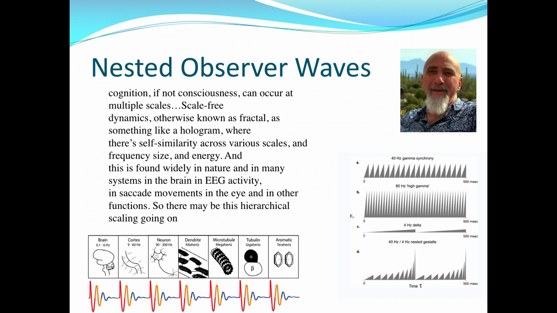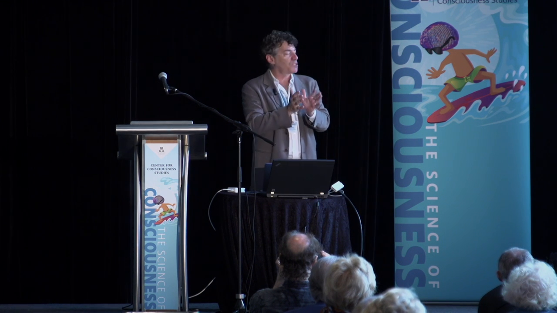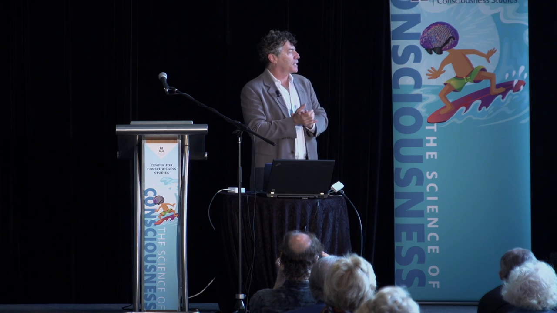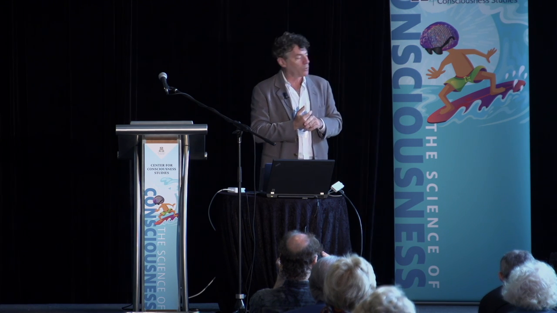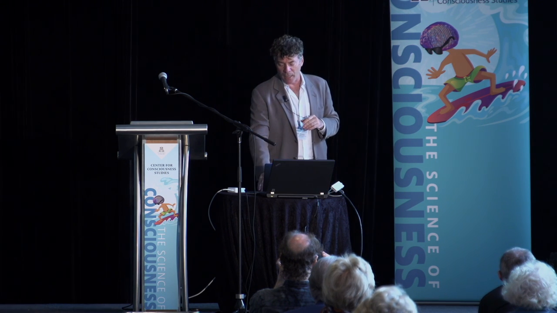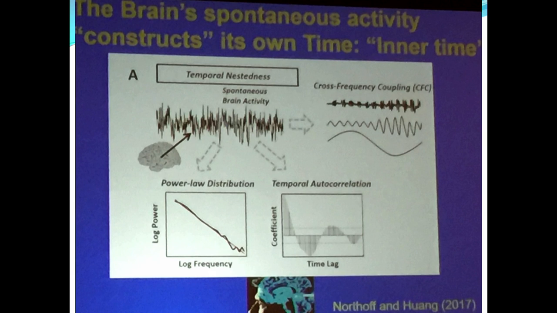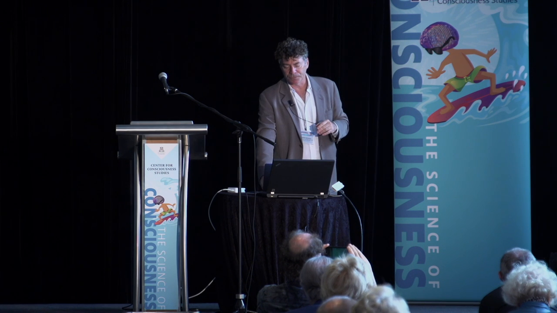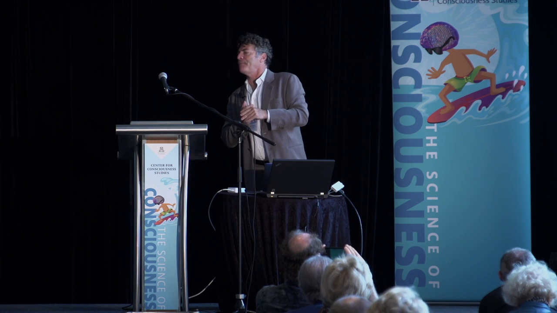So this notion that we may have multiple scales of experiences of consciousness is consistent with some of Stuart's speculations regarding the nested quality of waves. This is also consistent with Nordhoff's talk the other day, where he talked about a temporal nestedness of brain activity and the distinct components that it is associated with. So, how am I doing on time?